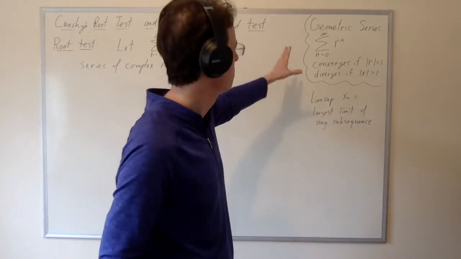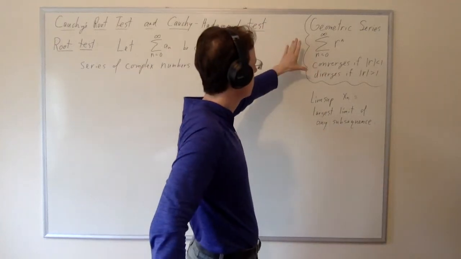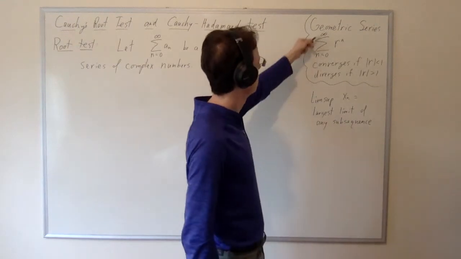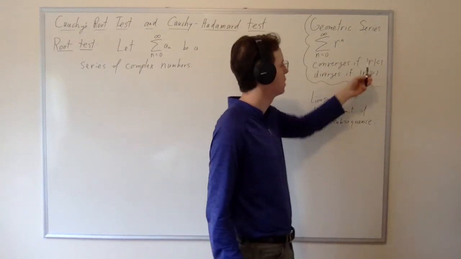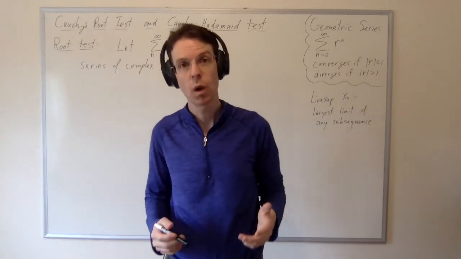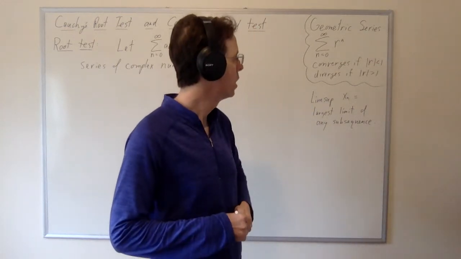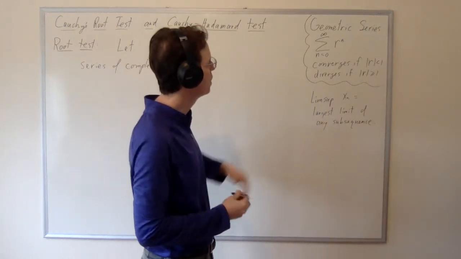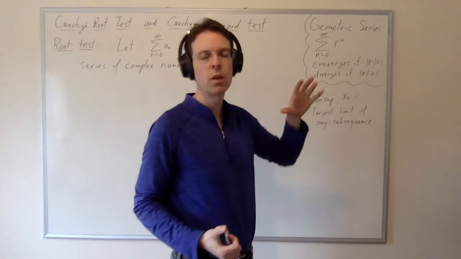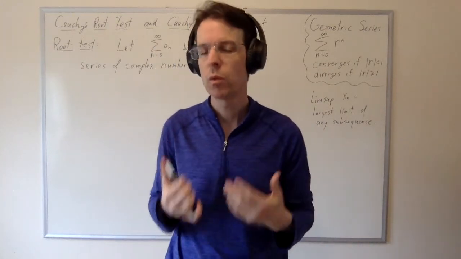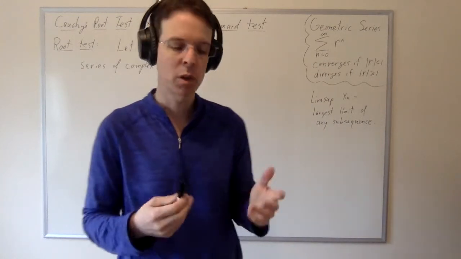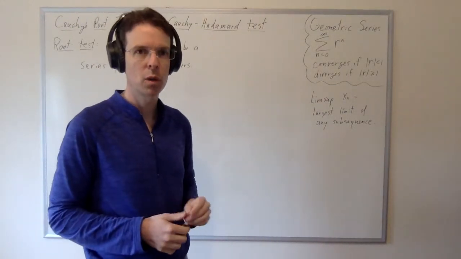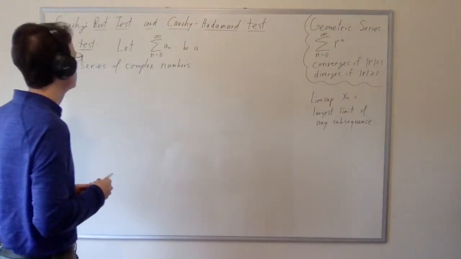I want to remind you of the most important, quintessential example of an interesting series. This is the geometric series, the summation n equals 0 to infinity of r to the n. It converges if the modulus of r is less than 1, and it diverges if the modulus of r is greater than or equal to 1. This is basically the series that we understand the best. And in a way, both the root test and the Cauchy-Hadamard test are about comparing series to this series to see how well they measure up. So let's talk about the root test first.